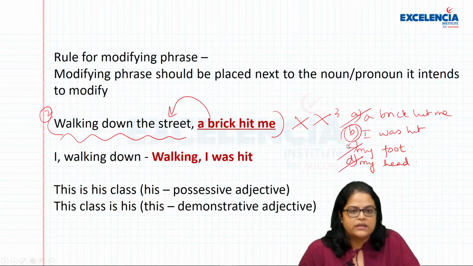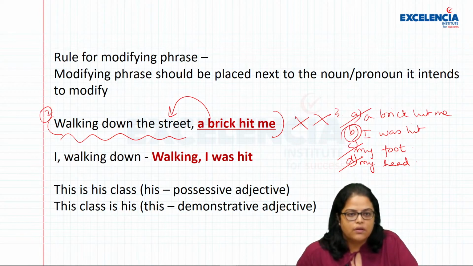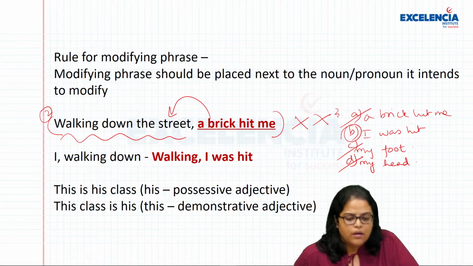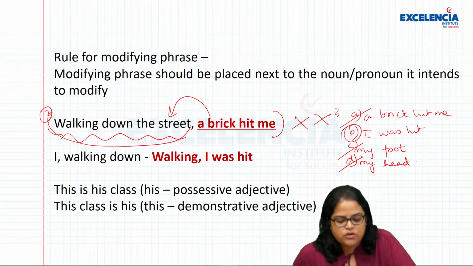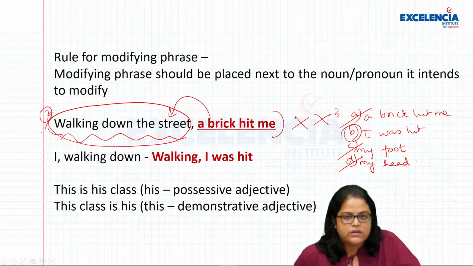So then you know, Yutika, that a brick hit me, my foot, my head, all of them are wrong. Option B is the correct answer, because who was walking down the street? I was walking down the street. So the noun has to come first. The subject or the noun or the pronoun which this phrase wants to modify has to come first. First meaning next to that phrase.